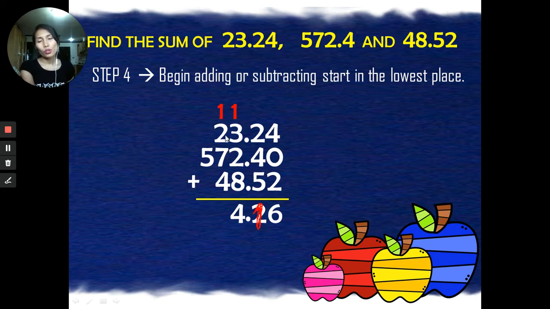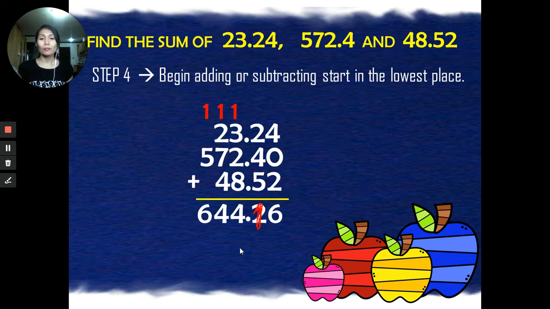So 1 plus 2 equals 3. 3 plus 7 equals 10. 10 plus 4 equals 14. So write down there 4 and carry up 1. Now 1 plus 5 equals 6. So that's what our answer is, 644 and 16 hundredths.